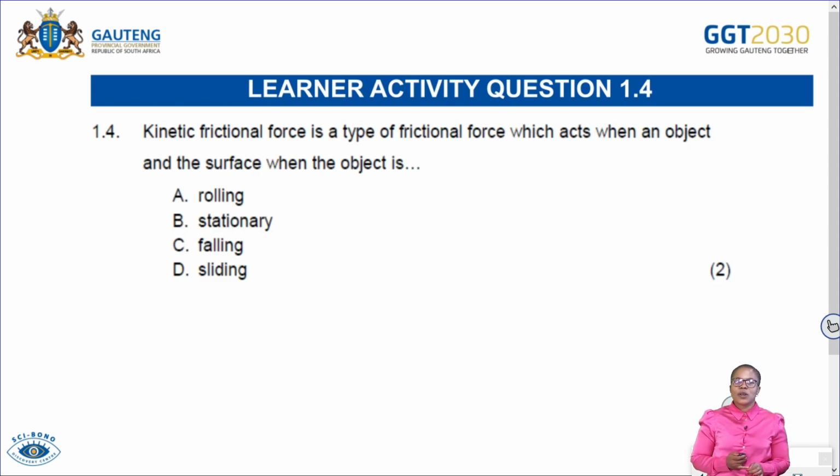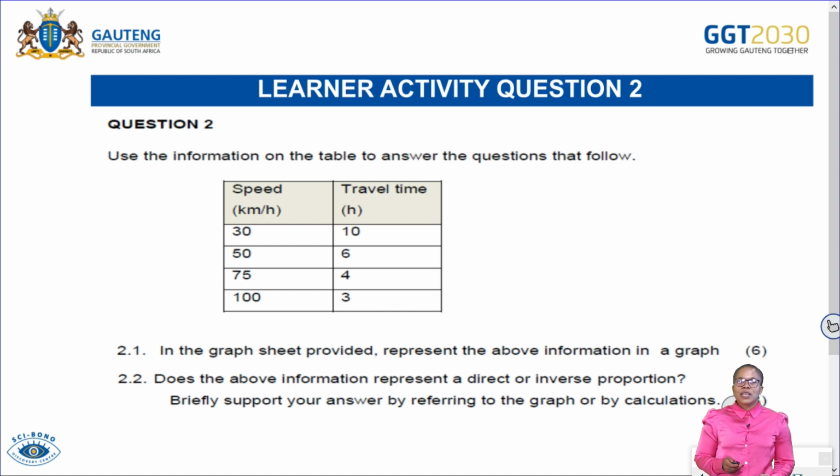1.4 Kinetic frictional force is a type of friction which acts when the object is, you need to know the keyword. What does kinetic mean? Question number 2, here are your long questions. Use the information in the table to answer the questions that follow. You're given a table of speed and travel time. Your speed is in kilometers per hour and your travel time is in hours. In the graph sheet provided, represent the above information in a graph. Remember, you need to know what your dependent variable is and what your independent variable is.